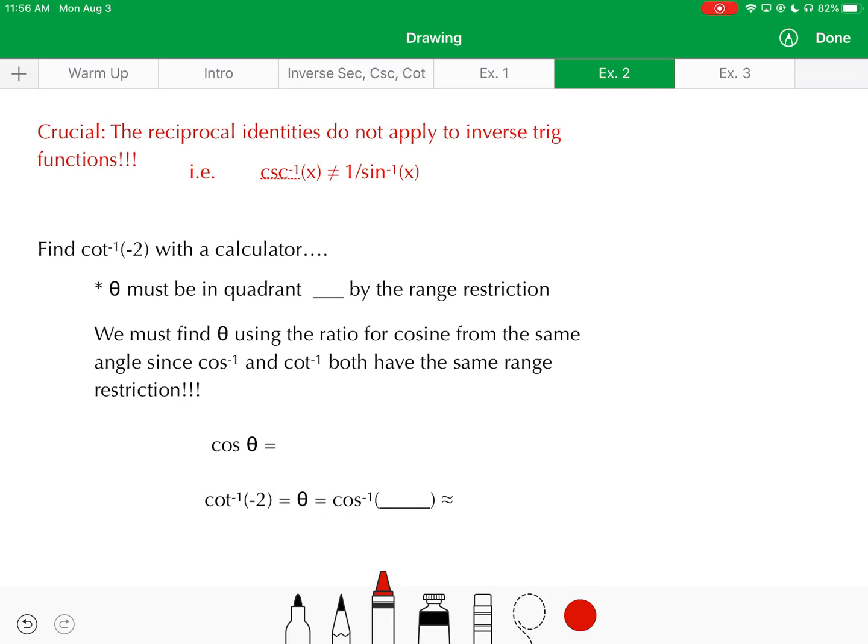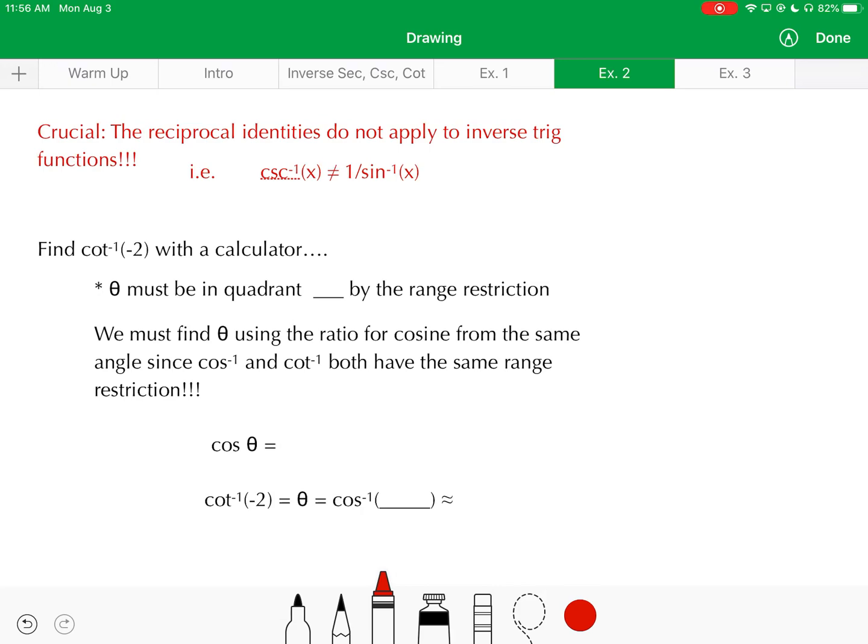The reason I bring this up is because we have to know how to evaluate inverse cosecant, inverse secant, and inverse tangent on our calculators. The original trig functions of cosecant, cotangent, and secant, we are able to evaluate on the calculator using these reciprocal identities. But we're not going to be able to do that here.